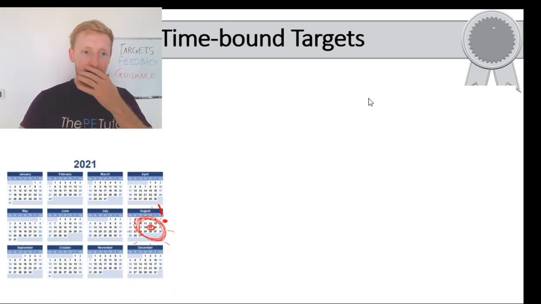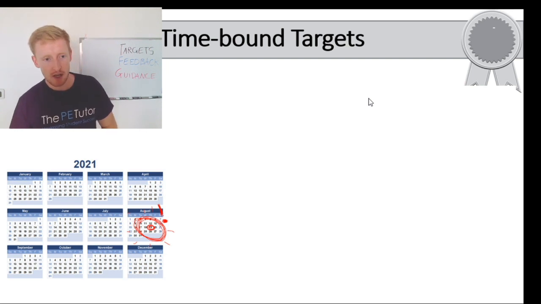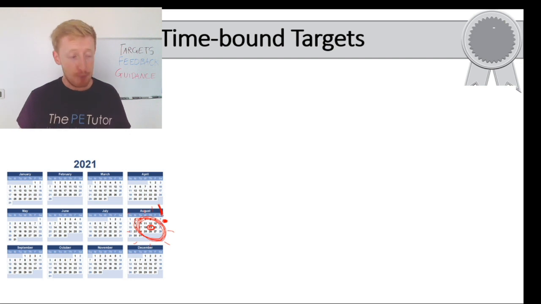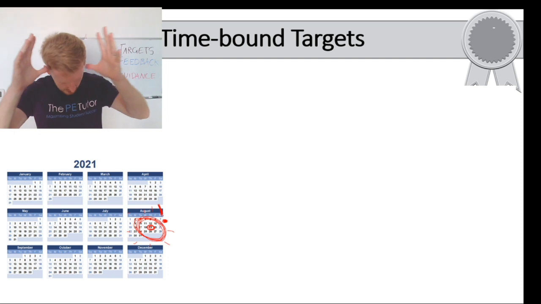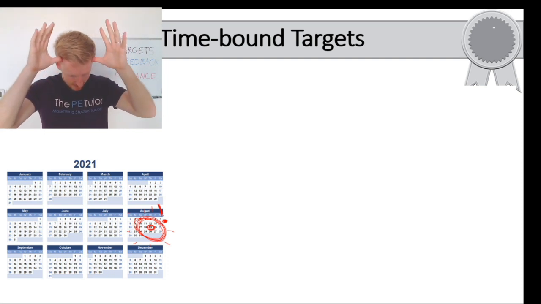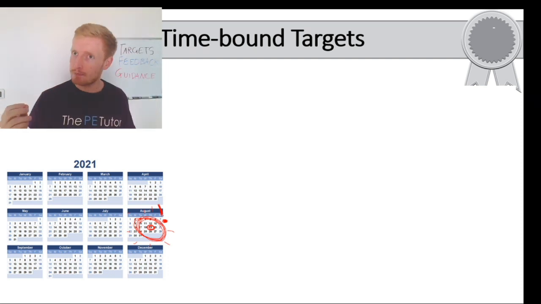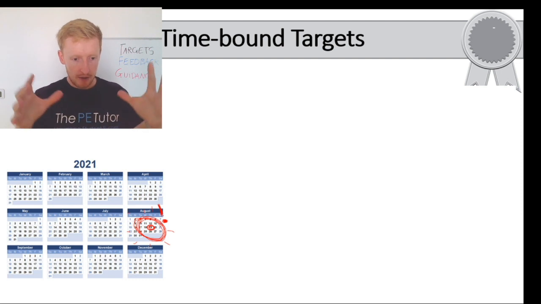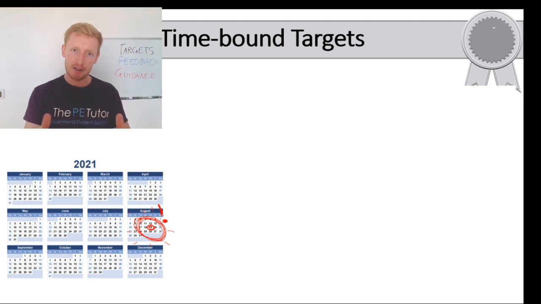Lastly then, we have time-bound targets. Fairly self-explanatory. We just want to set a date. Put a clock on it. There's a name for it. What's it called? Just thought of this now. I think it's called Parkinson's law. I can't remember now, but it's something like a task will take the length of time you allocate to it.